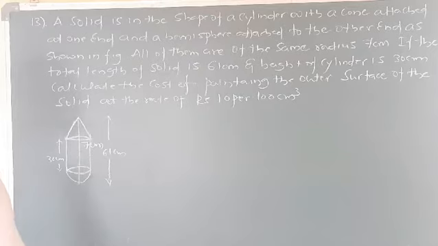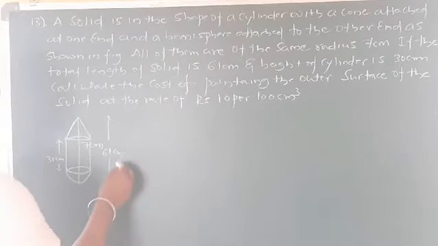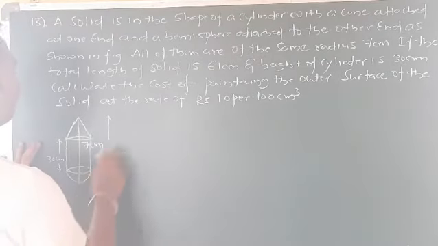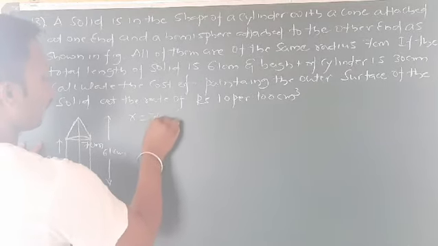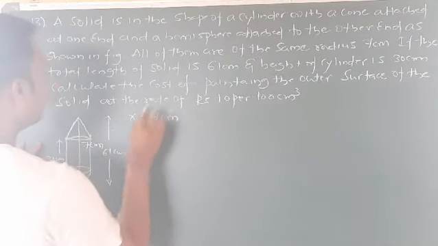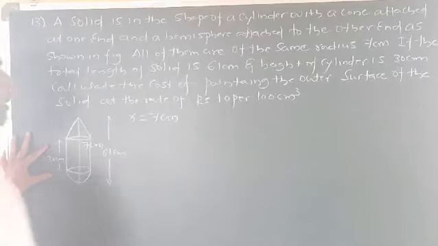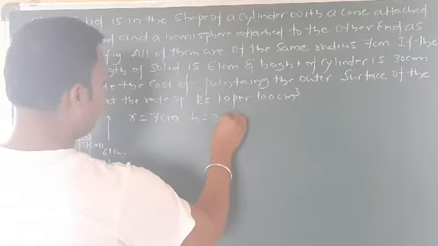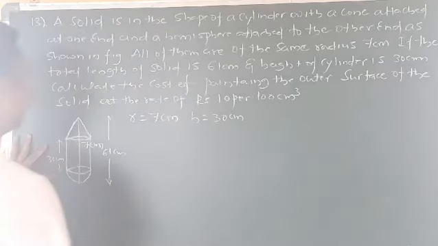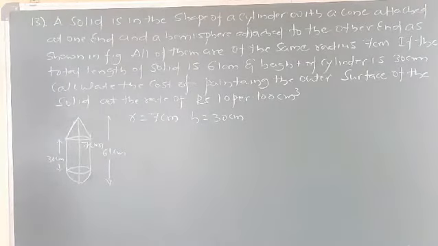So what we need to do here is very simple. First of all, the given things: radius r is equal to 7 centimeter, same for all. Now height h, the height of the cylinder, is 30 centimeter. Now we need to calculate the outer surface area.